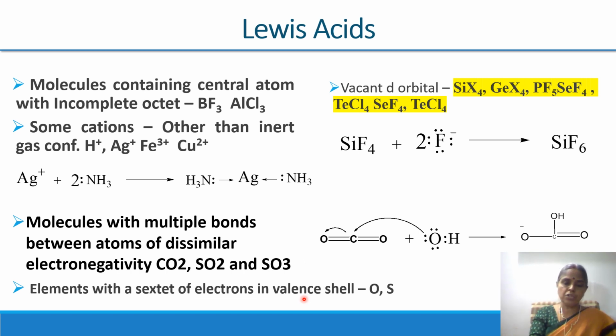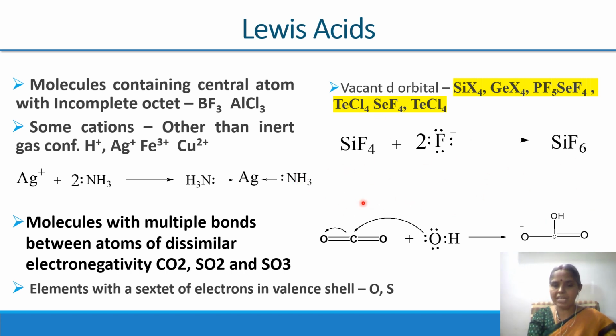When one atom is more electronegative than the other, and when such atoms are bound by multiple bonds, such molecules are also capable of accepting electron pairs. Elements with a sextet of electrons in the valence shell, like oxygen and sulfur, those that contain only 6 electrons in the valence shell, elements in the elemental or atomic state, in all these 4 cases, such molecules or atoms behave as Lewis acids. Those with a vacant d orbital like silicon tetrahalide, germanium, phosphorus can also behave as Lewis acids.